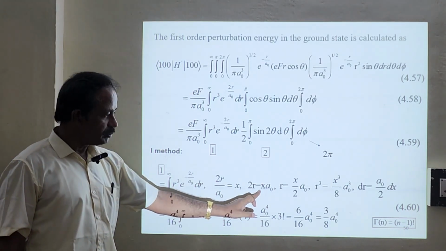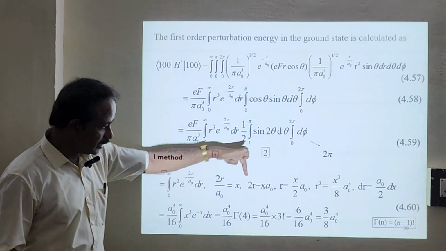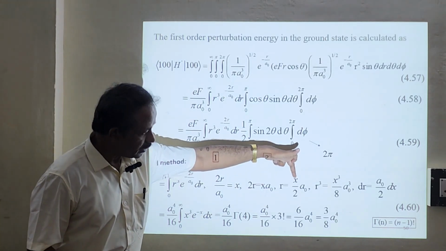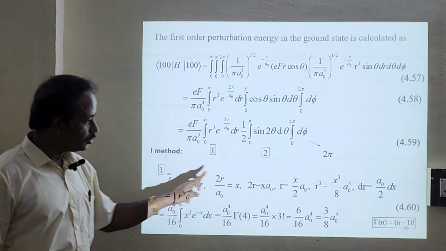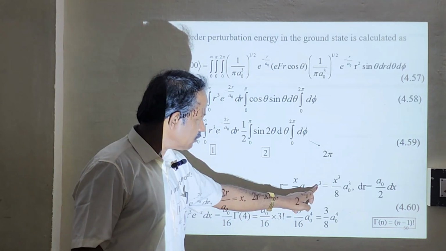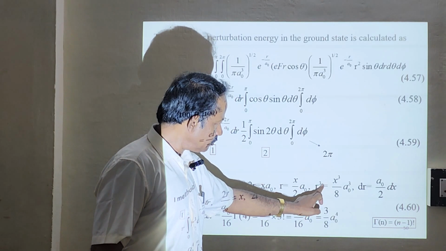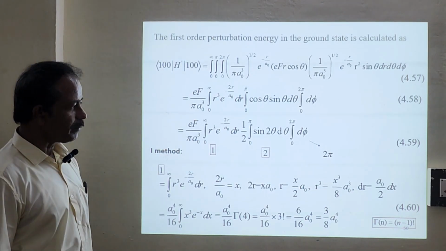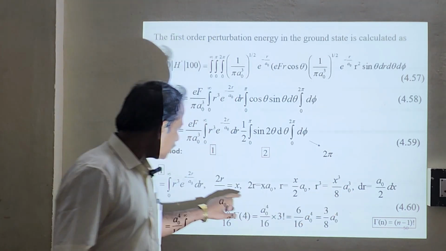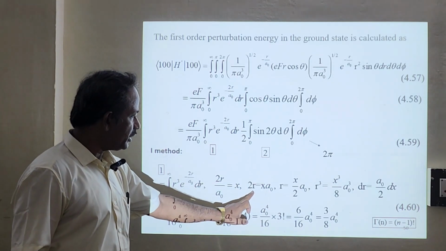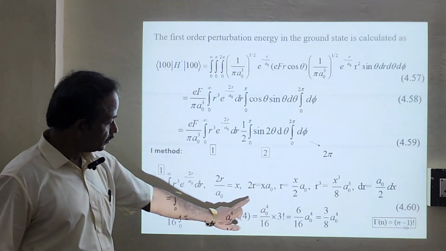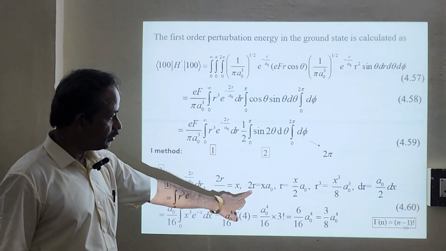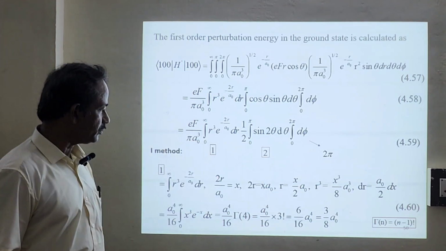Okay, then 2r will be x a naught. Then your r will be x by 2 a naught. We need to have r cube, correct? So just cube, that will give you r to the power 3, which is equal to x to the power 3 by 8 a naught cube. What of dr? Your dr will be a naught by 2 dx, correct? You just differentiate. So your dr will be a naught by 2 dx.